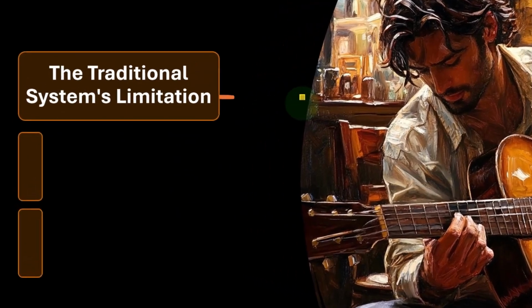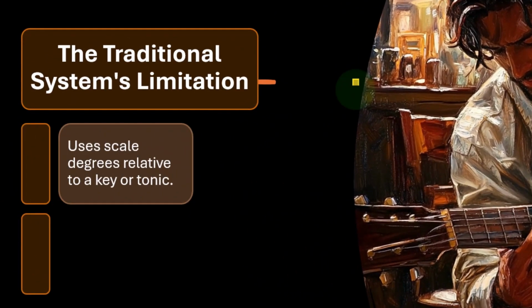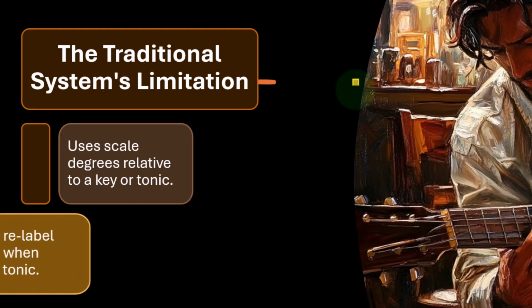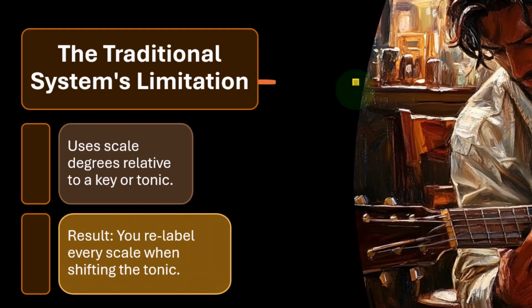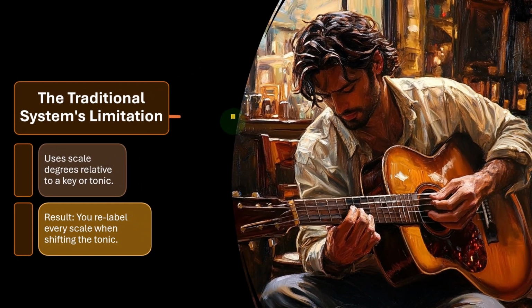So the traditional system's limitations: it uses scale degrees relative to a key or tonic. So the result is you relabel every scale when shifting the tonic. So let's look at this practically.